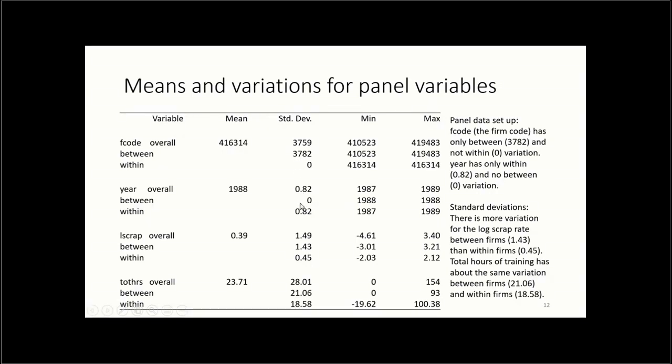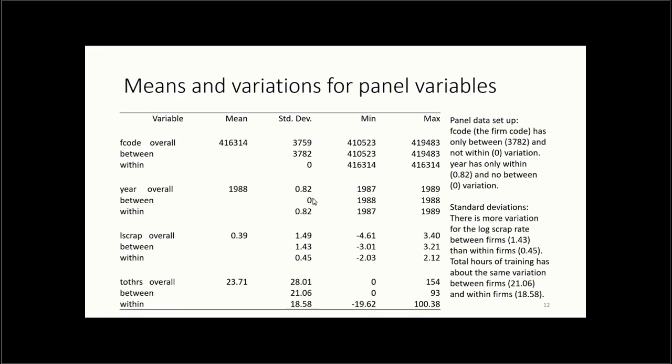On the other hand, if we have year, year does not vary between the firms, right? It's the same year for every firm, but it only has within variation because we have 3 years of data, so it would change over time. So this shows you an example of a variable that would only vary between the firms or within the firms, or basically over time. Again, these are not true variables. They're just indicators that help us set up panel data.